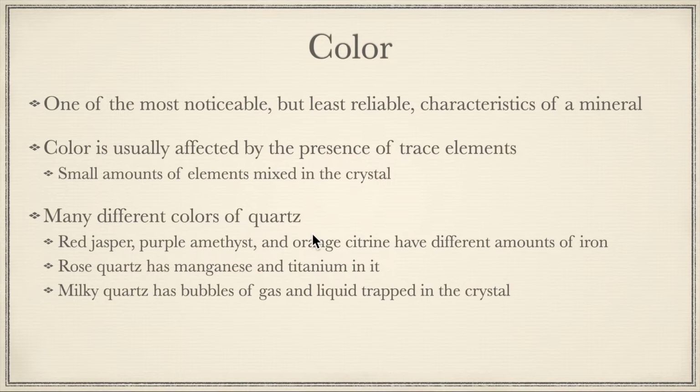So there are many different colors of quartz, for example. You have red jasper, purple amethyst, orange citrine. Those basically all have different amounts of iron. Quartz, again, is silicon dioxide. But if we throw in some different amounts of iron, you can get amethyst or jasper or citrine. Rose quartz has some magnesium and titanium mixed in with it. Milky quartz has bubbles of gas and liquid trapped in the crystal, so it's really just silicon dioxide with some air bubbles in it. So color is not a very reliable characteristic.